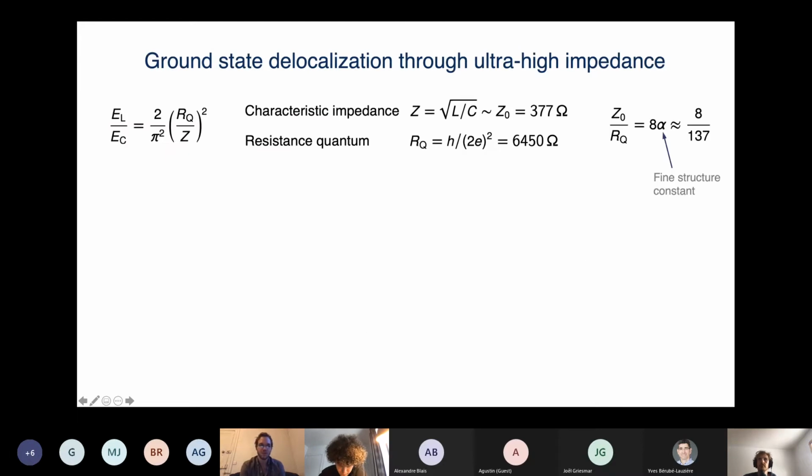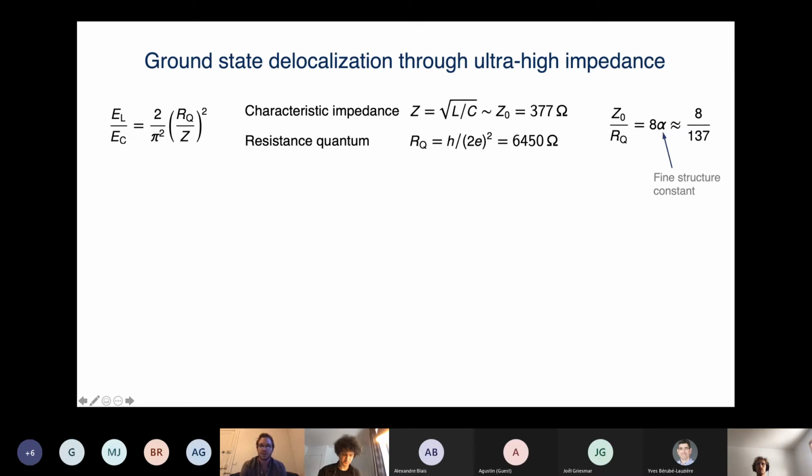So you may reasonably ask, why has this remained out of reach? Is it even worth doing? Naively, I'll just try to explain why it's difficult. If we take this to be the x-axis in the previous plot, and we're interested in making this very small so that the ground state is delocalized, we can write it in terms of the characteristic impedance of the circuit, which is the square root of the linear inductance over the capacitance, and also a fundamental constant of nature, the resistance quantum, which is in terms of Planck's constant and the electron charge.